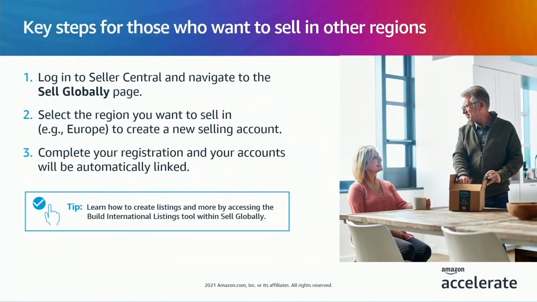First, log into Seller Central with your current account. Under Inventory, navigate to the Sell Globally page. Second, select the region you want to sell in, for example, Europe, to create a new selling account. Amazon will then pre-populate registration fields on your behalf based on previously entered information. And third, complete your registration and your accounts will be automatically linked.